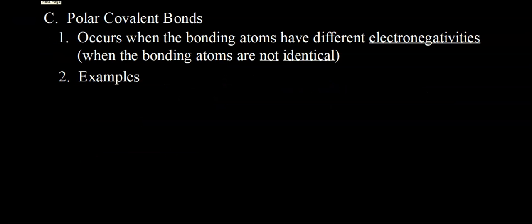Now, what if you have nonmetal atoms that are different? They have different electronegativities. Well, in this case, if the difference in electronegativity is high enough, you're going to end up with something called a polar covalent bond. So in this case, chlorine is more electronegative than hydrogen. So again, they're playing tug of war with these electrons.